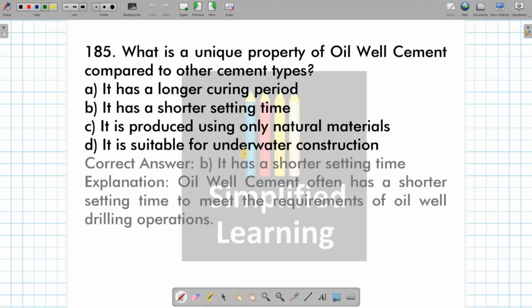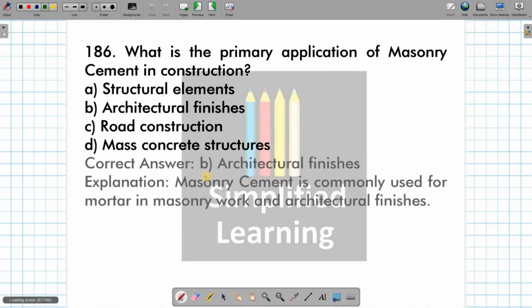What is the unique property of oil well cement compared to other cement types? It has a shorter setting time. It sets early. Now, what is the primary application of masonry cement in construction? Architectural finishes is the primary application of masonry cement.